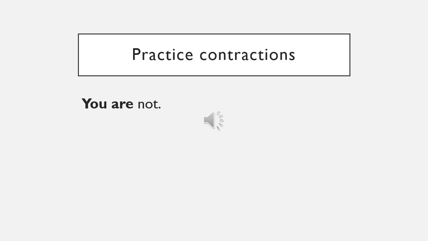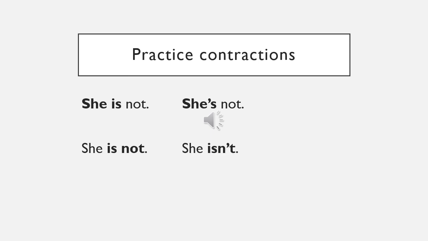Let's practice. Look at the bold words and make a contraction. You are not. You're not. You are not. You aren't. She is not. She's not. She is not. She isn't.